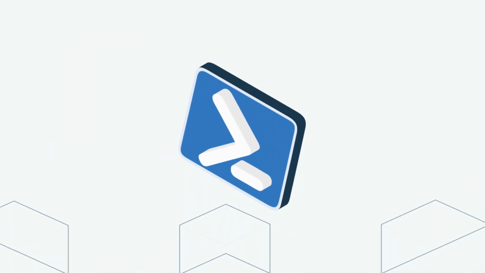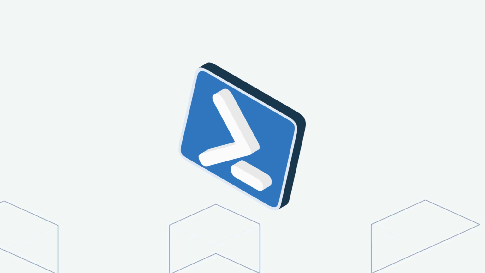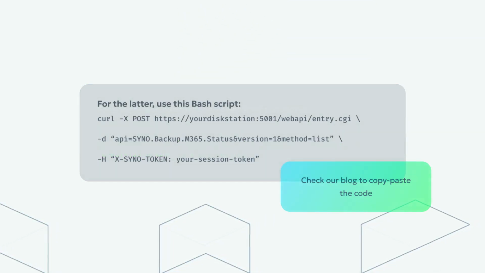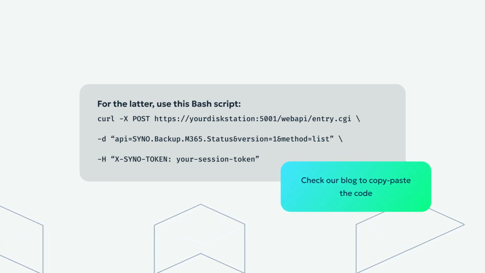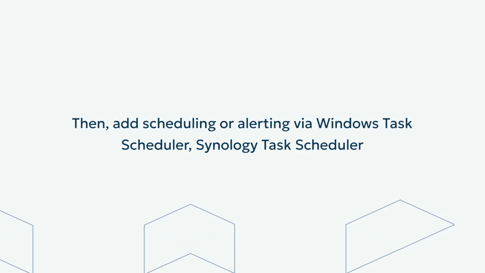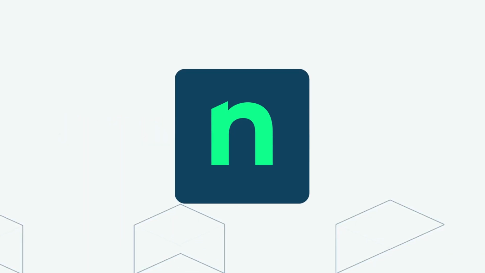For our second method, execute scripts using PowerShell or the REST API. For the former, execute the PowerShell command. For the latter, use this bash script. Then, add scheduling or alerting via Windows Task Scheduler, Synology Task Scheduler, or NinjaOne Workflow Automation.